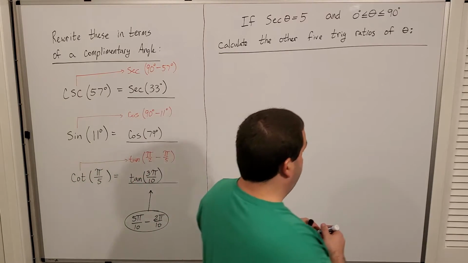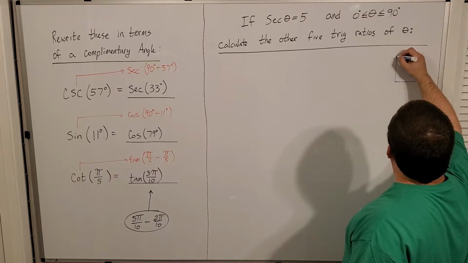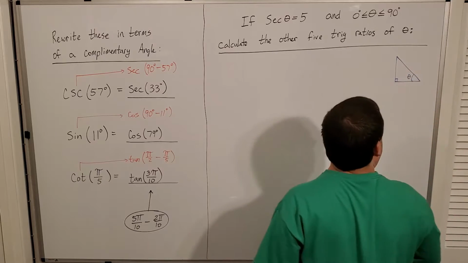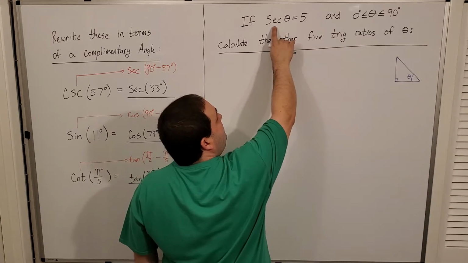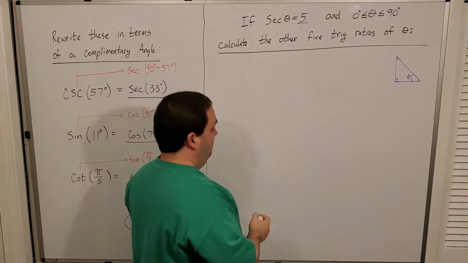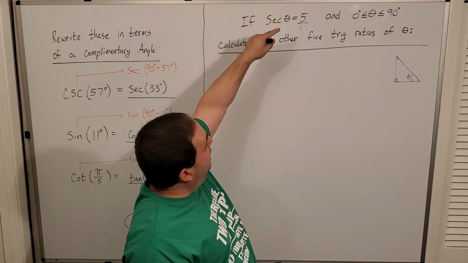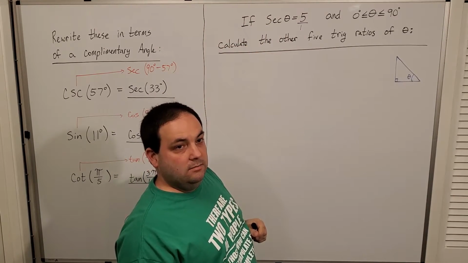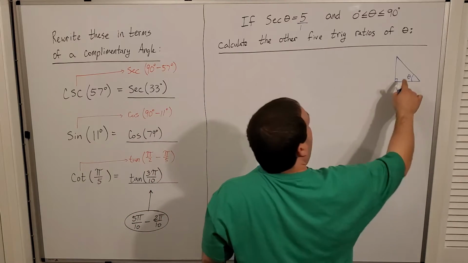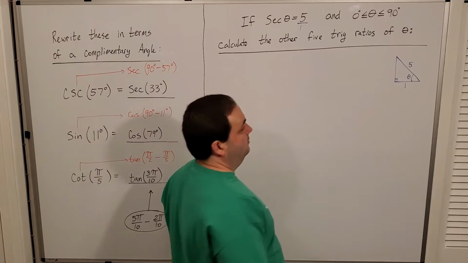If I just draw some triangle over here, right, and put theta as an angle in a right triangle, it says the secant of theta is equal to 5. Well, don't forget that's 5 over 1. And the secant of some angle is the hypotenuse divided by the adjacent, right? Secant is the reciprocal of cosine. So the hypotenuse must be 5 and the adjacent must be 1.